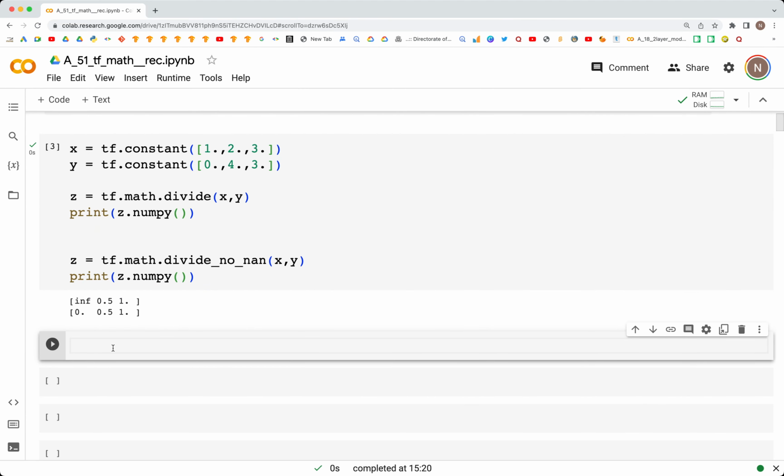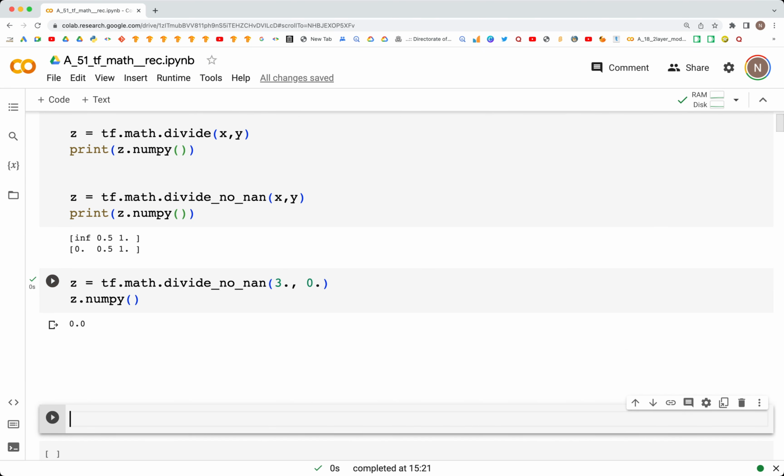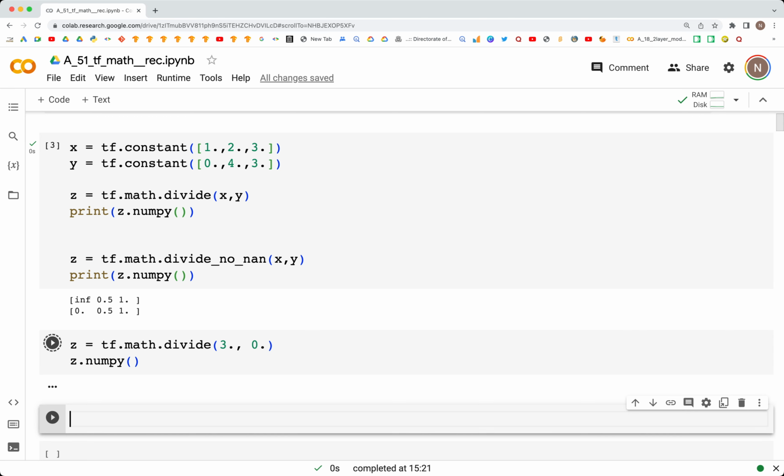Likewise, we can check the similar division just by numbers. tf.math.divide_no_nan. If we divide 3 by a 0, and then if we try to look at the output, we see that we have 0 instead of infinity. If we run the same line of code without the divide no nan, then we get the value of infinity.